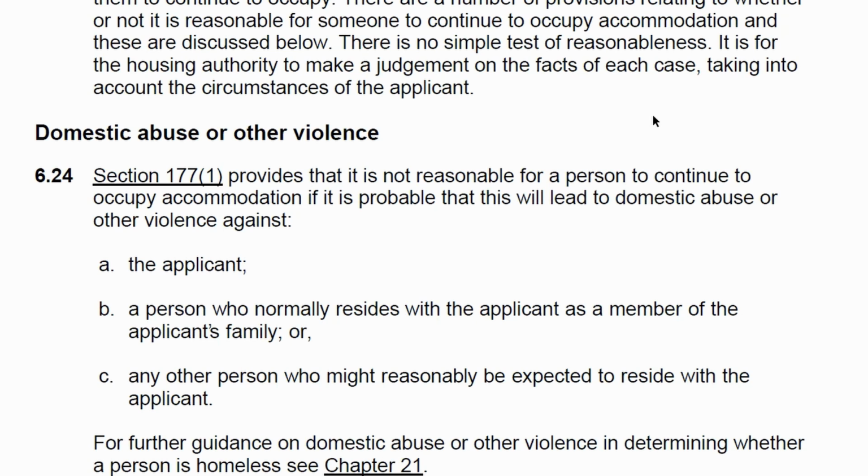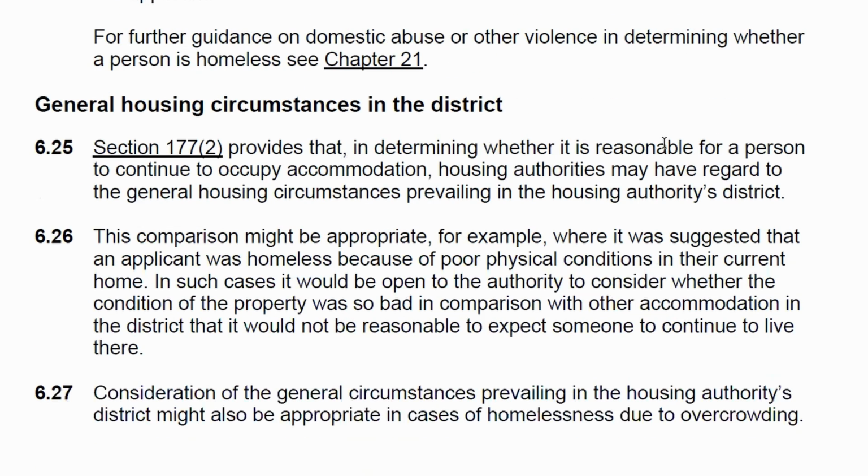Section 177(1) provides that it is not reasonable for a person to continue to occupy accommodation if it is probable that this will lead to domestic abuse or other violence against (a) the applicant, (b) a person who normally resides with the applicant as a member of the applicant's family, or (c) any other person who might reasonably be expected to reside with the applicant. For further guidance on domestic abuse or other violence in determining whether a person is homeless, see Chapter 21.